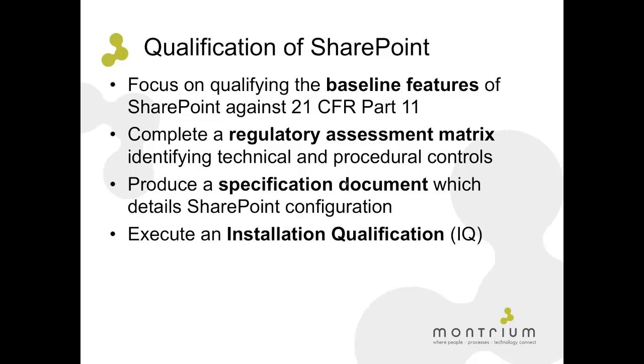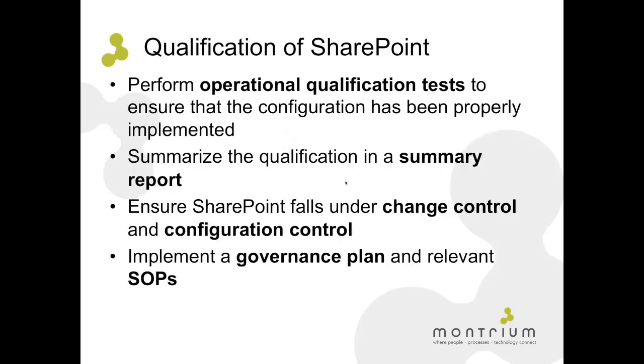We then typically would perform a series of operational qualification tests to clearly demonstrate that the configuration has been properly implemented. So, for example, if we've defined that audit trails need to be generated for all record changes, then we need to go in and do some testing to make sure that that audit trail is being generated properly. Once we've done that, and by no means is that a very large effort, because we're not really talking about that many controls, but we do need to do it.